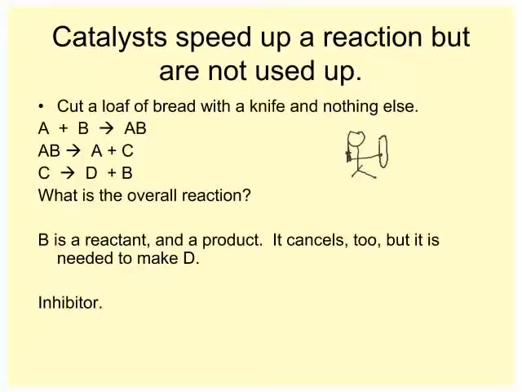So my example of a catalyst would be if you have a table, you can put the bread on the table and cut it easier, or a cutting board where you can put it on the cutting board and cut it easier. Okay. So a catalyst will speed up a reaction that's not used up. Do you kill the table by cutting bread on it?